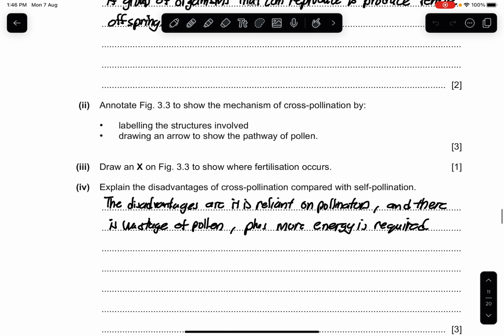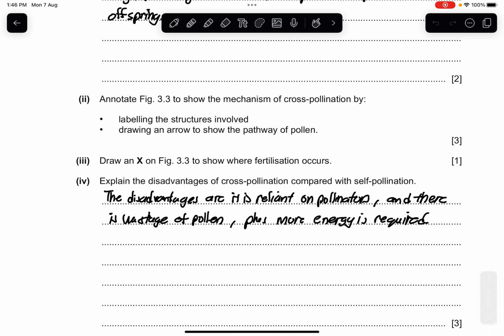Okay. Explain the disadvantages of cross-pollination compared with self-pollination. So disadvantages are it has to be reliant on its pollinators, and there is probably a wastage of pollen that can be used for more fertilization to happen, and definitely there will be more energy required to be used.